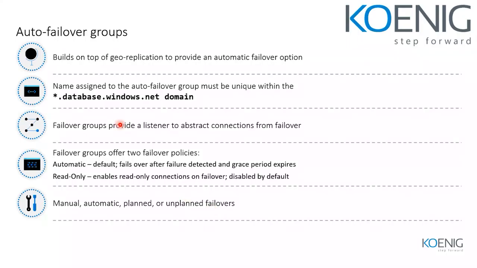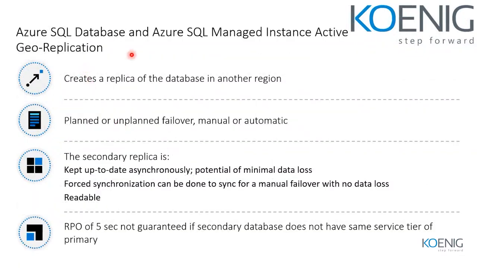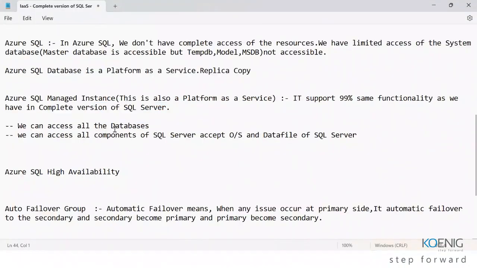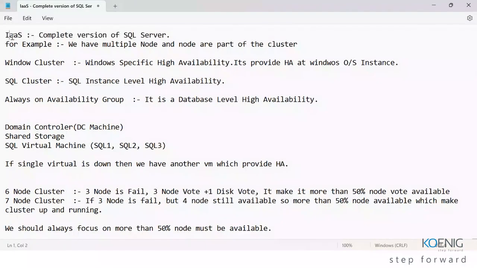So guys, these are the auto failover groups that we can configure. We discussed Azure SQL Database and Azure SQL managed instance active geo replication. Now let's move to our notepad that I explained. I explained infrastructure as a service. Infra means we have complete resources. We have a virtual machine. We have a complete version of SQL Server. We have a complete OS, etc.